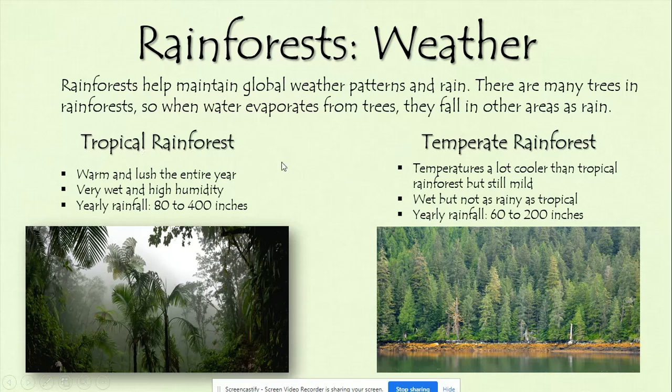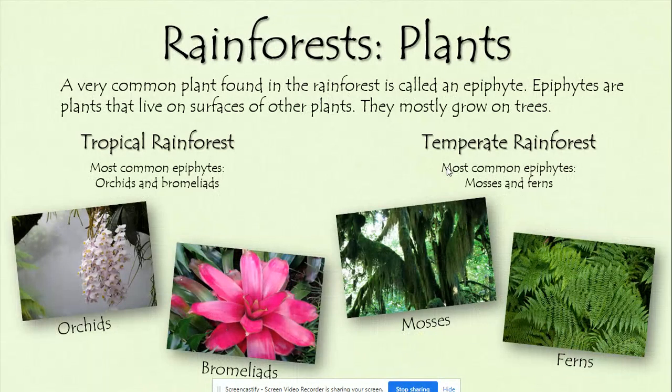The tropical rainforest has warm and lush weather the entire year. It's very wet and high humidity. And the yearly rainfall is 80 to 400 inches. The temperate rainforest, the temperatures are a lot cooler than tropical rainforest, but still mild. It's wet, but not as rainy as tropical, and the yearly rainfall is 60 to 200 inches.